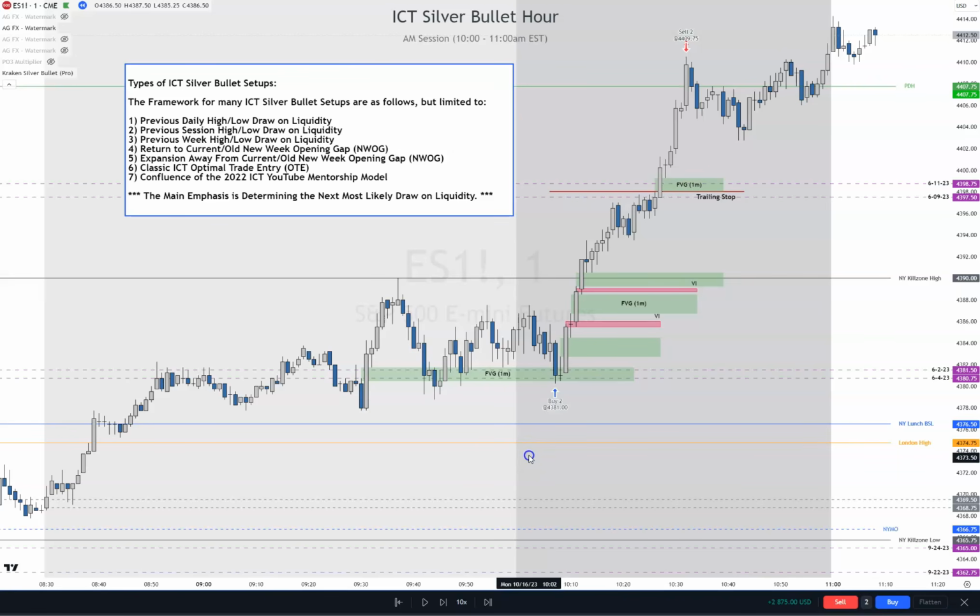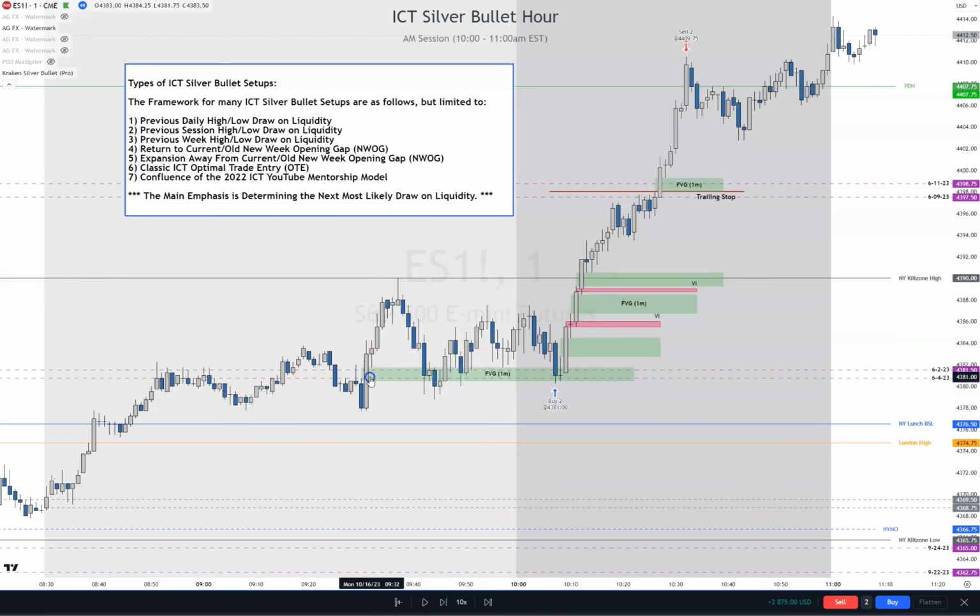All right, we came to the 10 o'clock hour and we opened the Kraken Silver Bullet Indicator Pro and we marked out our liquidity targets, right? We went through all the sessions and found out that we just took the New York lunch buy side and London high. So we were looking over here, they took them out down here and it's continuously making higher highs, right? It's not taking out the lows. So there's no market structure shift.